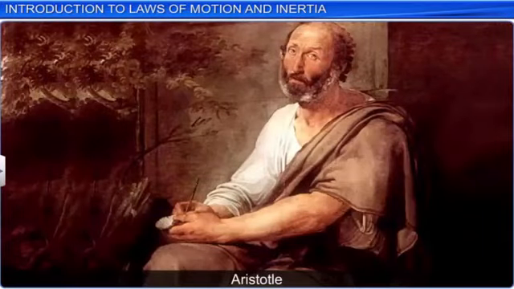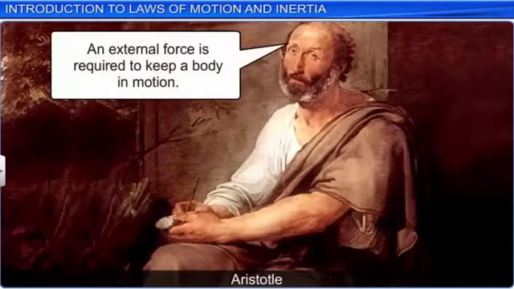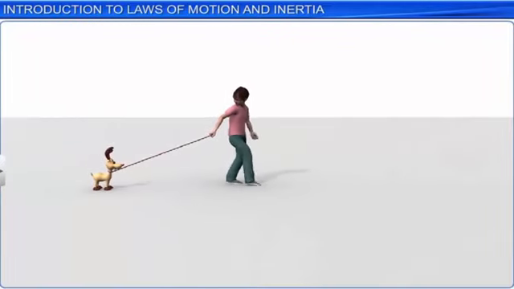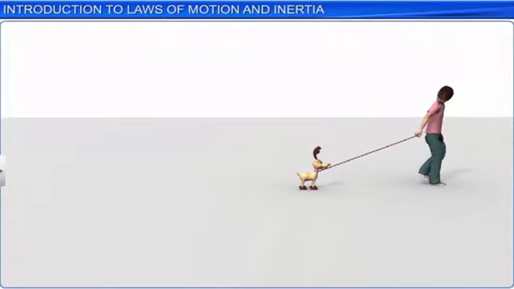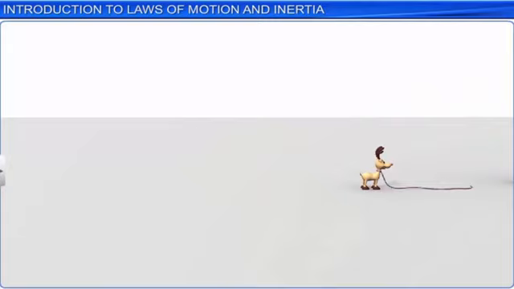Aristotle put forward his view. An external force is required to keep a body in motion. This seems to be right when you apply it to all the day-to-day activities taking place around us. For example, to pull a toy, a boy applies a pulling force on the string attached to the toy. As soon as he drops the string, the toy stops. It seems as if what Aristotle said holds well in this example.